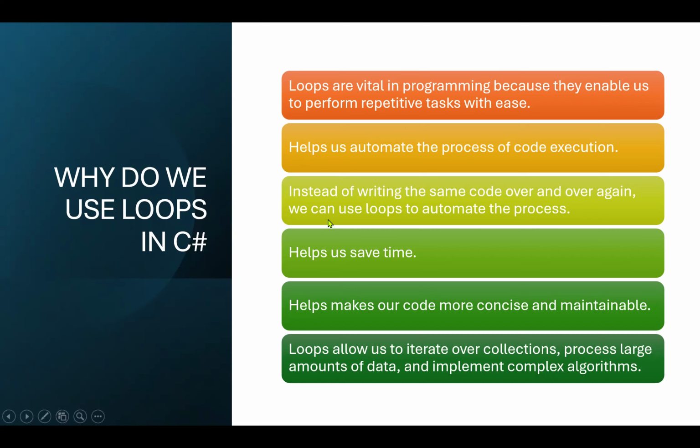Like I said before, instead of having to write the same code over and over again, we can just use loops to automate the process, and then the same block of code is repeated in our automation. This will help us save time and also make our code look concise and maintainable. Loops also allow us to iterate over collections, process large amounts of data, and implement complex algorithms.